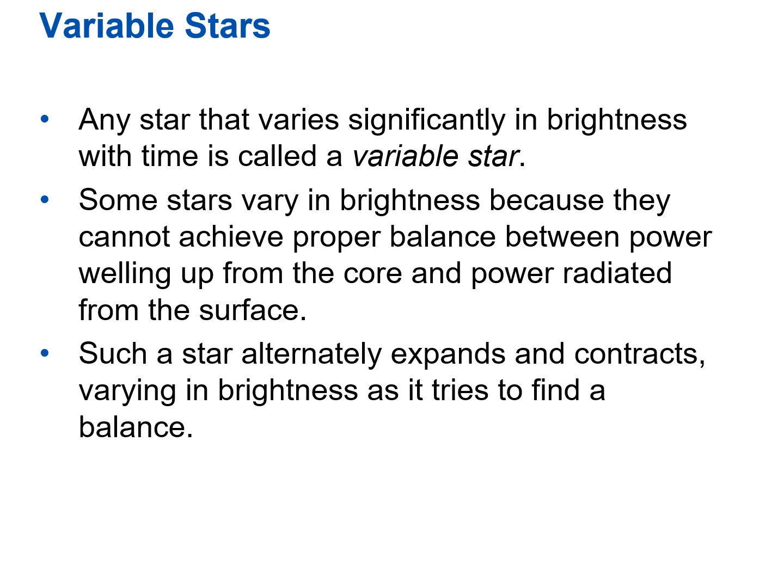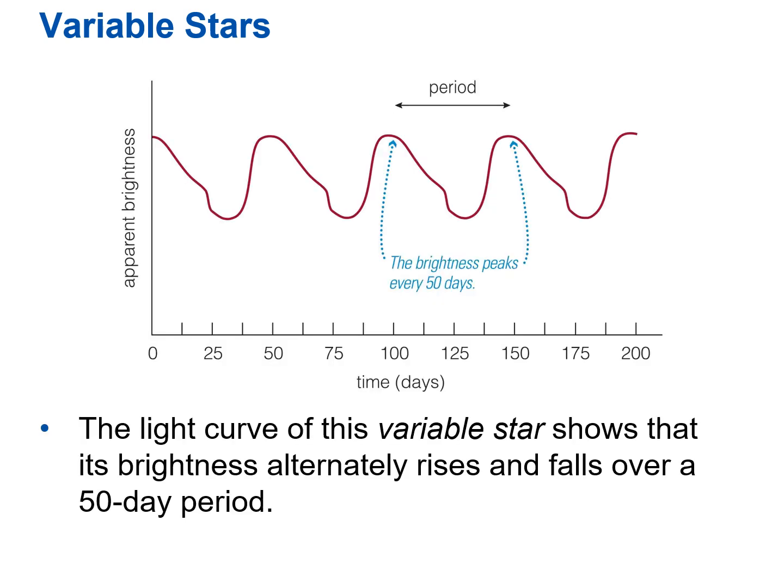So think about an accordion. It'll build up all this power on the inside, it'll grow, and eventually it lets loose the brightness and then it shrinks back down. Then the power starts to grow up inside again, and it goes in a cycle. So here is the brightness versus time graph of a variable star. The light curve of this star shows its brightness alternately rises and falls over a 50-day period.